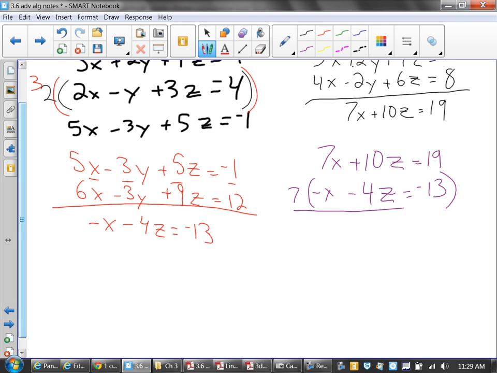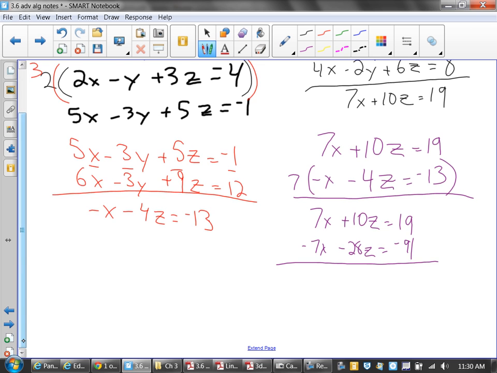I'm just going to rewrite the whole thing right below here. So I have 7x plus 10z, and now I have -7x minus 28z is -91, I believe. Taking that with a leap of faith. Way to go. Same coefficients, opposite signs. What do you do? I add them together.